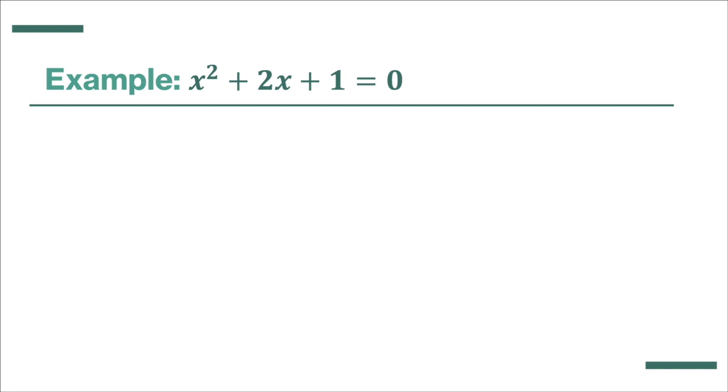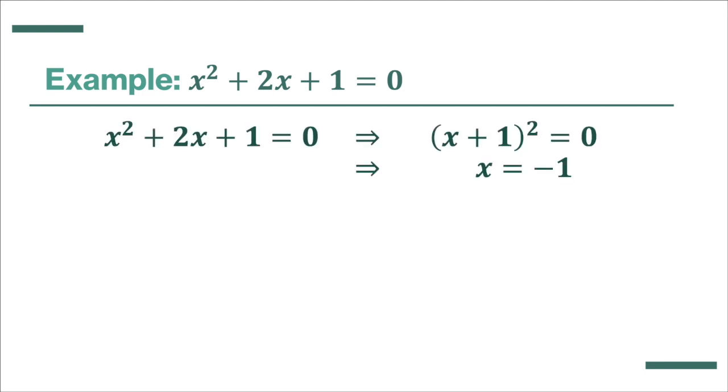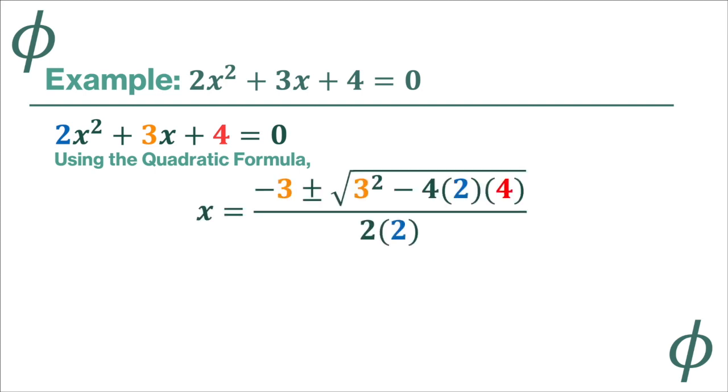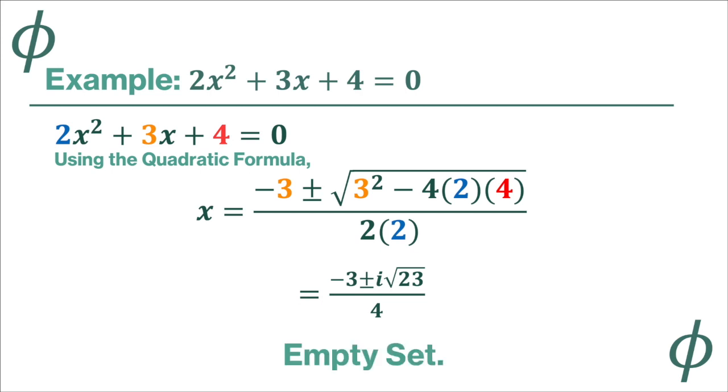For this case, if we use our factoring again, you will see that only one solution exists, x equal to negative 1. And there you have it. You have one line, not a parabola. Now, if we have this equation instead, using the quadratic formula, we get an imaginary number. Thus, the degenerate conic is actually an empty set.